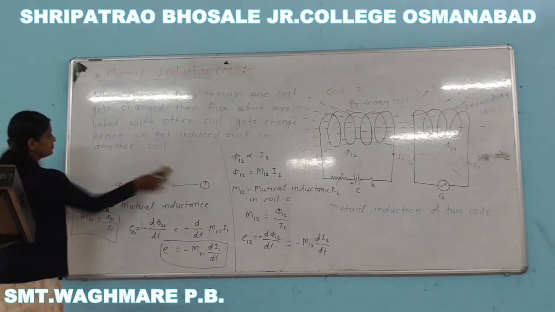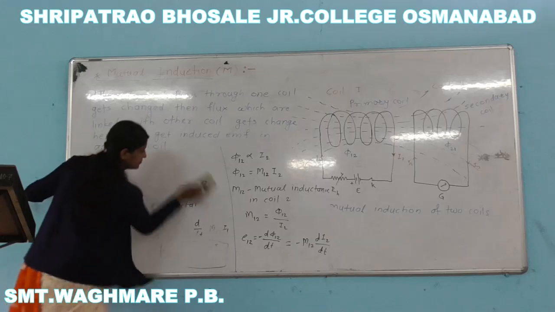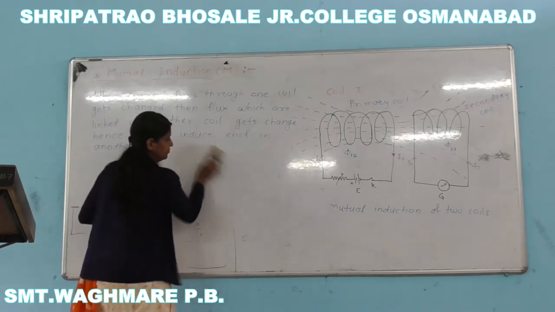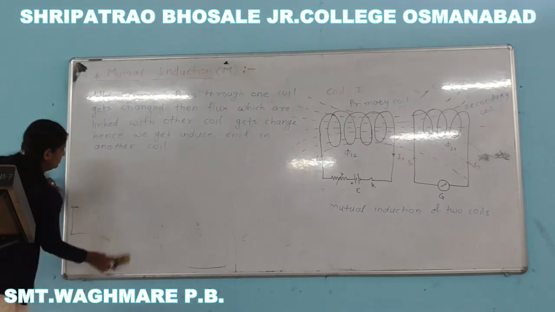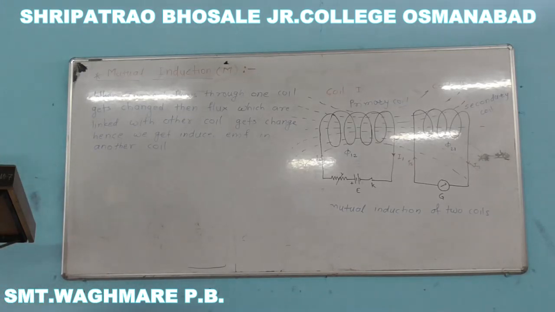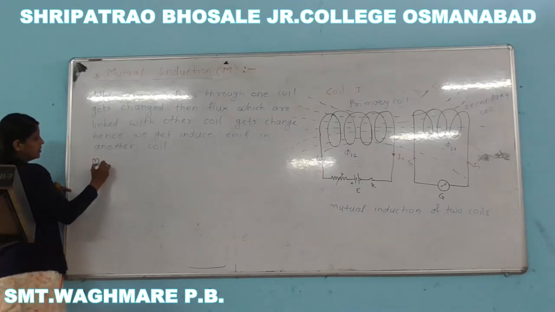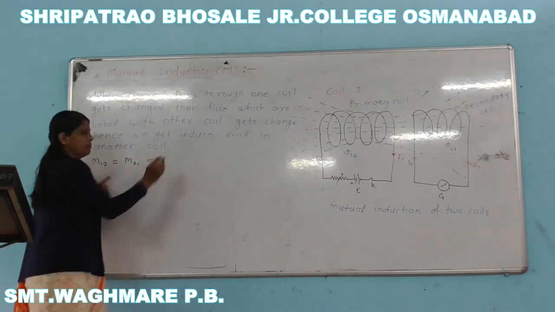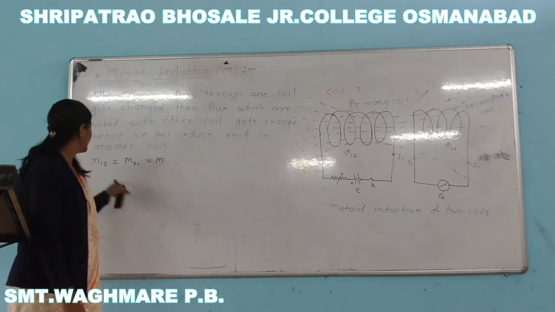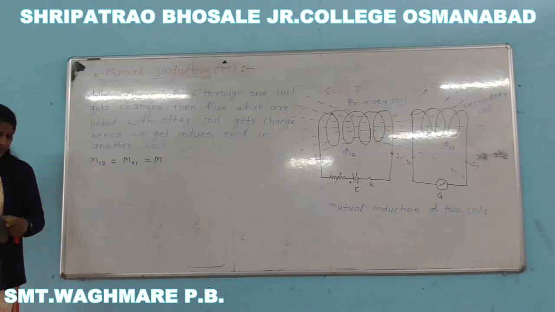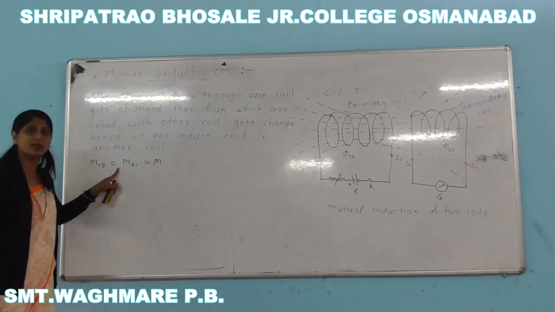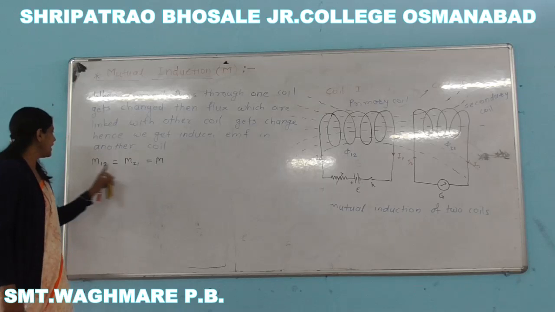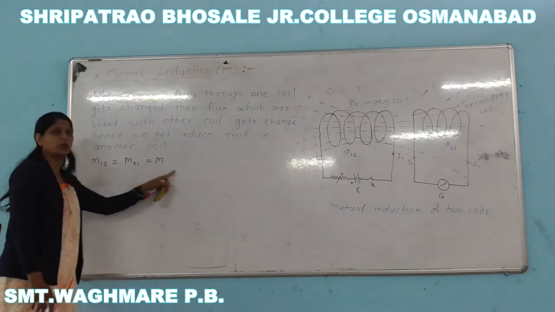Now note that M12 is equal to M21 is equal to M. That is, the mutual inductance in the first coil is equal to the mutual inductance in the second coil. Both are equal. Then we can say M12 is equal to M21 is equal to M.